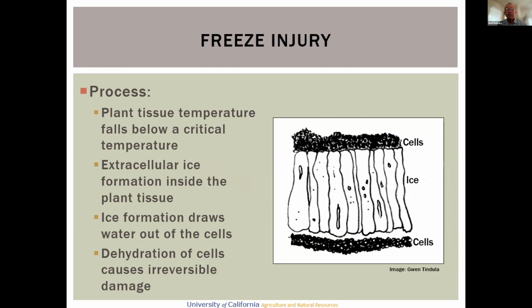So what is freeze injury? What happens when the plant tissues fall below a critical temperature? Ice can form in between the cells. So it's not the liquid inside the cells itself that tends to freeze, but rather ice forms between the cells. And in that process, water is drawn out of the cells and dehydrates them. Then as those ice crystals increase in size, they can also puncture a cell. So it's a combination of dehydration from water being drawn out of the cells and then the puncturing of the cells as the ice crystals form.